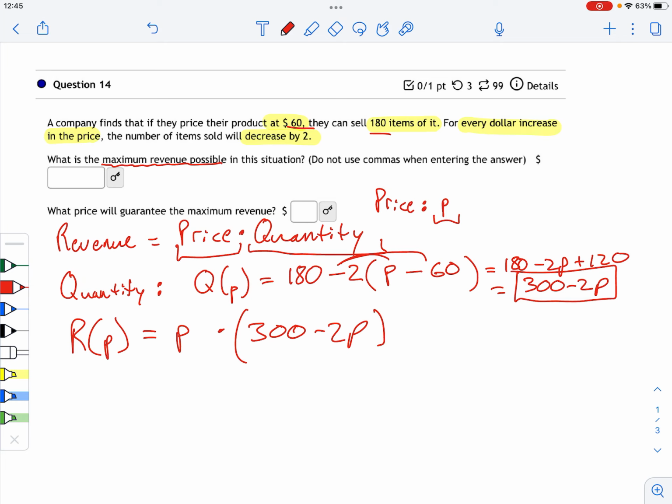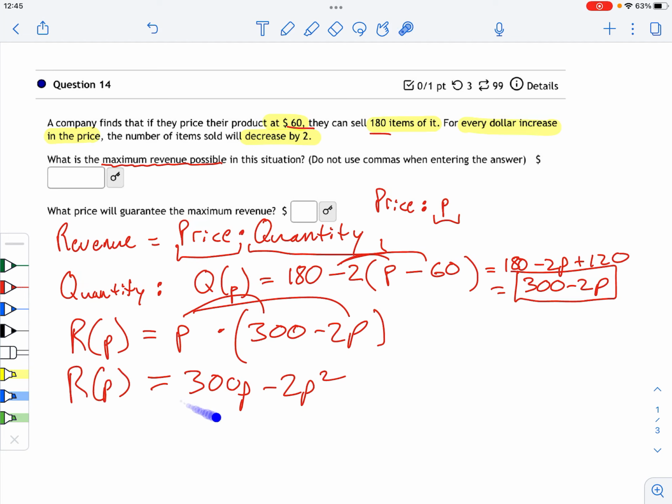And we can distribute to clean that up if we want. That's 300P minus 2P squared. Notice this is a quadratic function. It's P squared, like x squared, because P is our independent variable. And it's negative. You could also write this as negative 2P squared plus 300P. So our leading coefficient is negative.